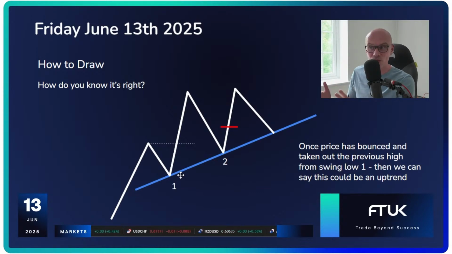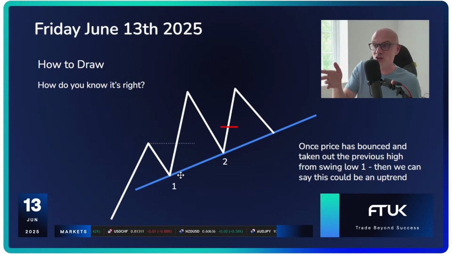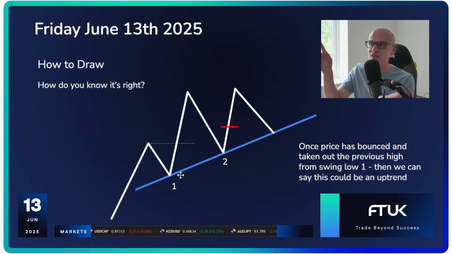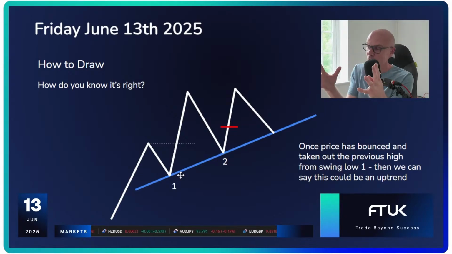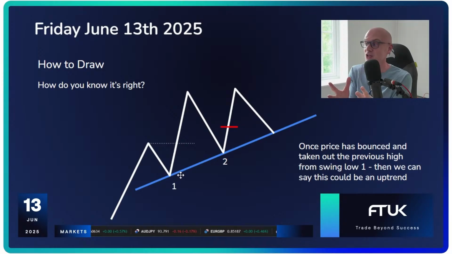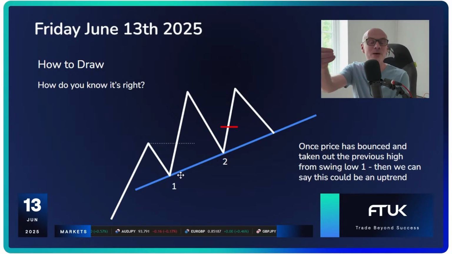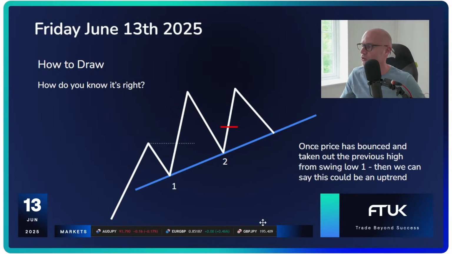And when you get into algorithmic trading, this is the kind of thing that you can program, and you can say, well, there is a trend here, yeah? And certain people will use this kind of basic way of compartmentalizing price action to define their trend and then build their strategy around it. So it's a very useful way of doing it. So once the price has bounced and it's taken out the previous high from the first swing, then we could start to say, okay, is this an uptrend?